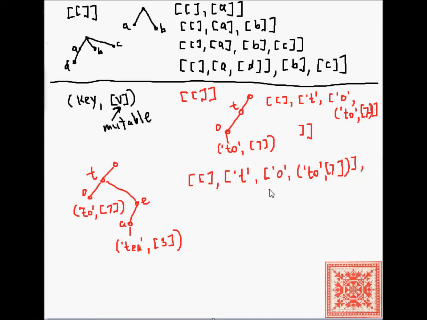So that's the O branch, and then also under T there's the E branch that has the A sub-branch, and then there's a bucket. That's the second element in the list that starts with A. So matching A, matching E, matching T, and then we have to match the leftmost square bracket. That's the entire list.